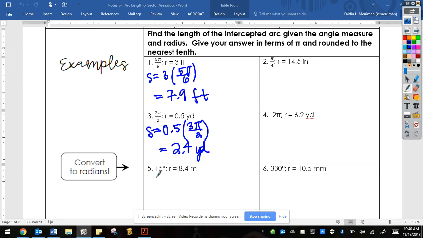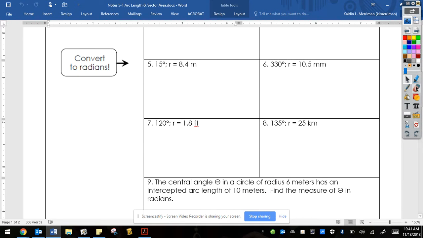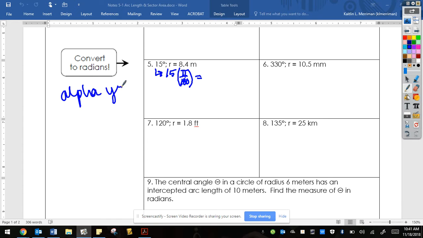Now, number 5 is a little different. Number 5 is in degrees, which means we're going to have to change it to radians. Just to remind you, to change it to radians, we multiply by pi over 180. You use alpha y equals in your calculator. Then all you do is type in 15 over 180. You want to leave the pi out because you want to leave pi in the answer. If you type 15 over 180 in your calculator, it should give you 1/12, so I just need to leave this as pi over 12.